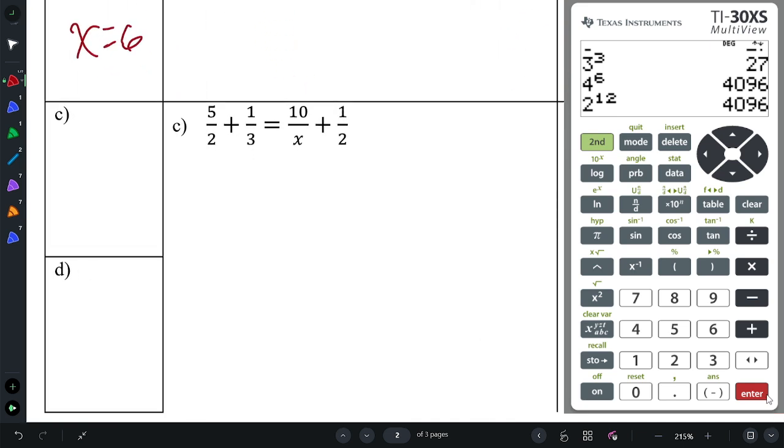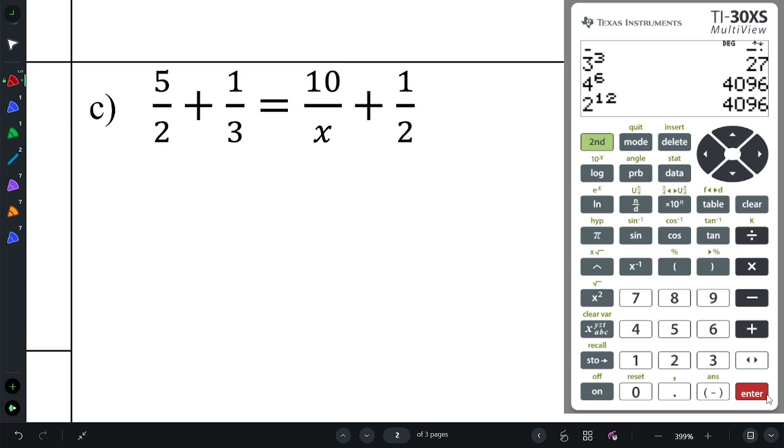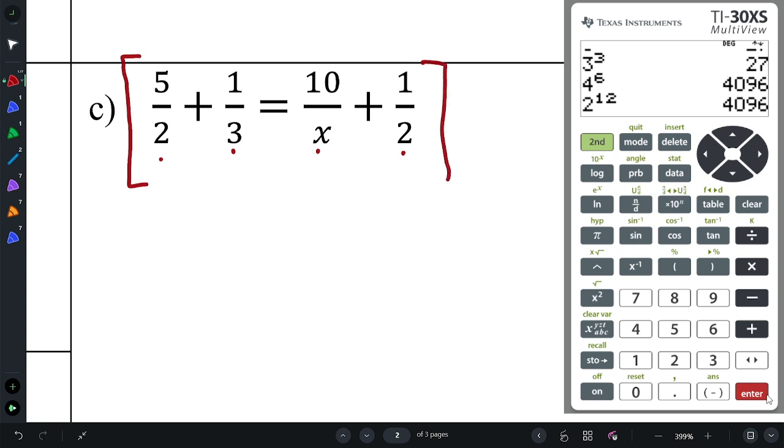Next question, C. It says, find the value of x here. When I look at this, I can see I've got a factor of 2, a factor of 3, a factor of x, and a factor of 2 again. So I know that multiplying through by 6 times x would clear all the fractions. 6 is beautiful. It contains a factor of both 2 and 3, and I need this factor of x.